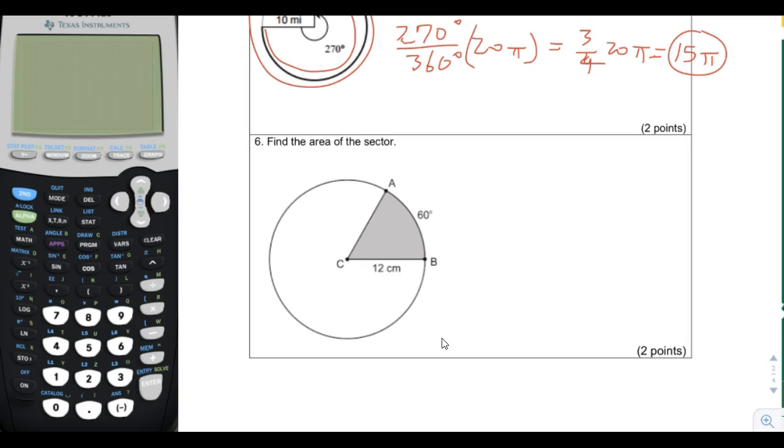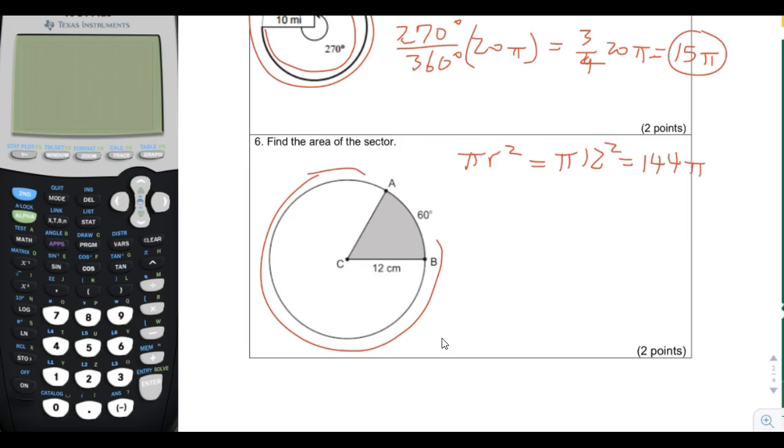Let's find the area of a sector. The way you find the area of a sector is similar. You can find the area of the total circle, which would be pi r squared. In this case, r is 12. So the total circle would be pi 12 squared, which is equal to 144 pi.